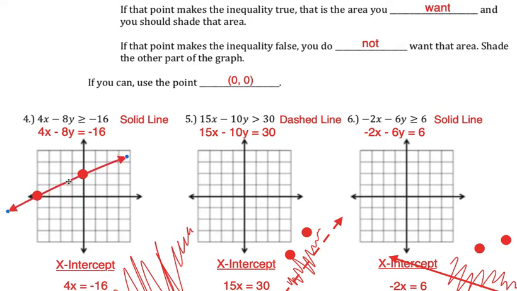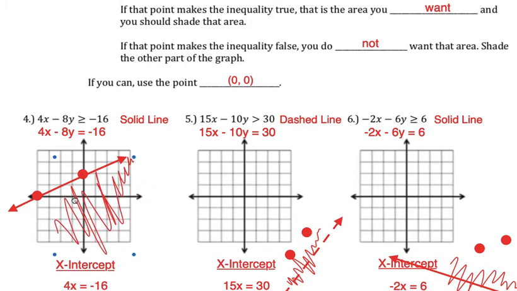Now the choice is, do I want to shade above or below? So I'm going to test the point (0, 0). I plug in 0 for x, plug in 0 for y. This whole side changes to 0, and that's why I like testing that point. I can test (0, 0) as long as the line doesn't go through the origin. So is 0 greater than or equal to 16? It is. And so that means that (0, 0) is true, so I shade that side. Okay, all of these points are true.